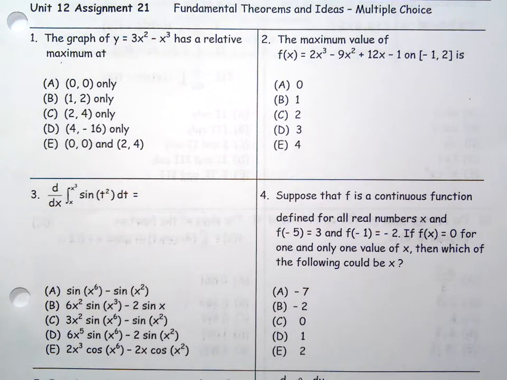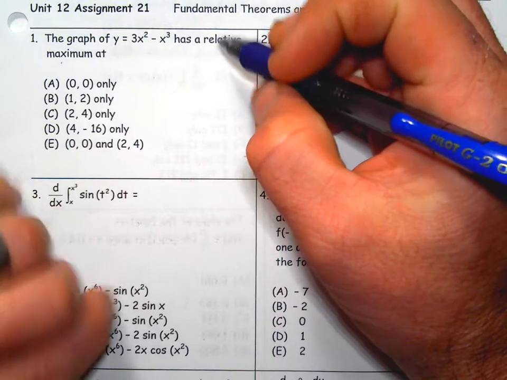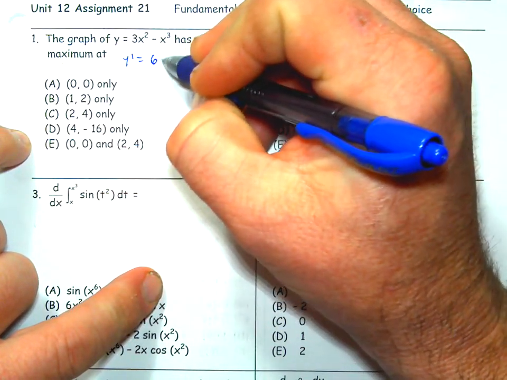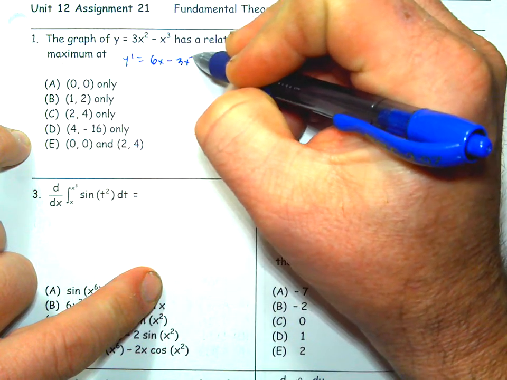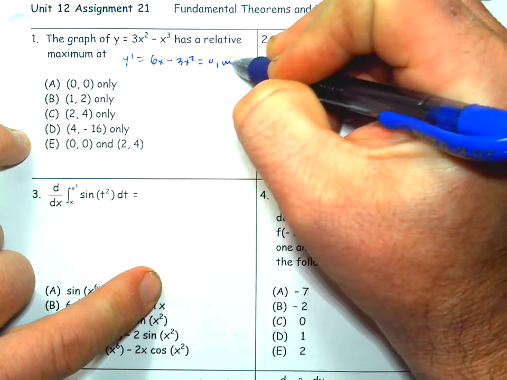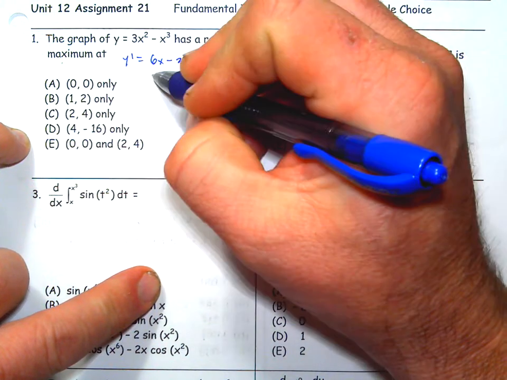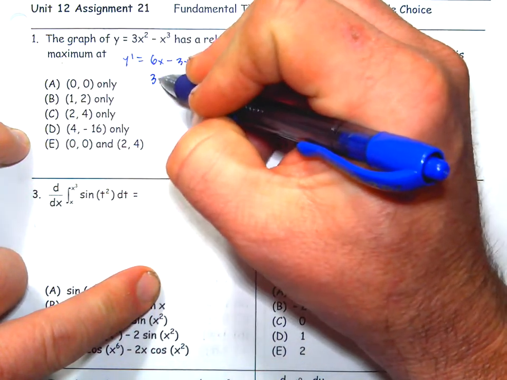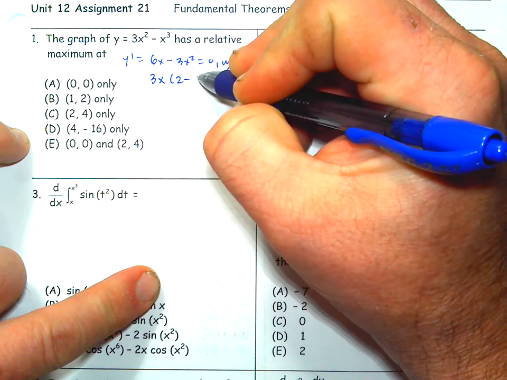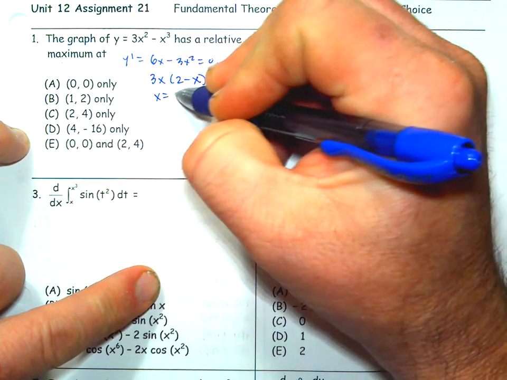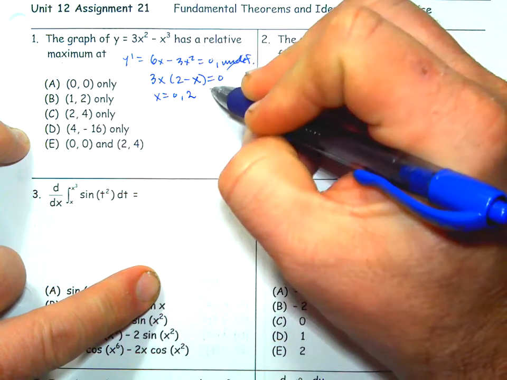So the first is, the graph of this function has a relative max where. So we want to take the derivative, 6x minus 3x squared, set it equal to 0 or undefined, to find critical points. Undefined is not going to happen here. Factor a 3x out. You have 2 minus x left over. So x equals 0 and 2. Those are your critical points.